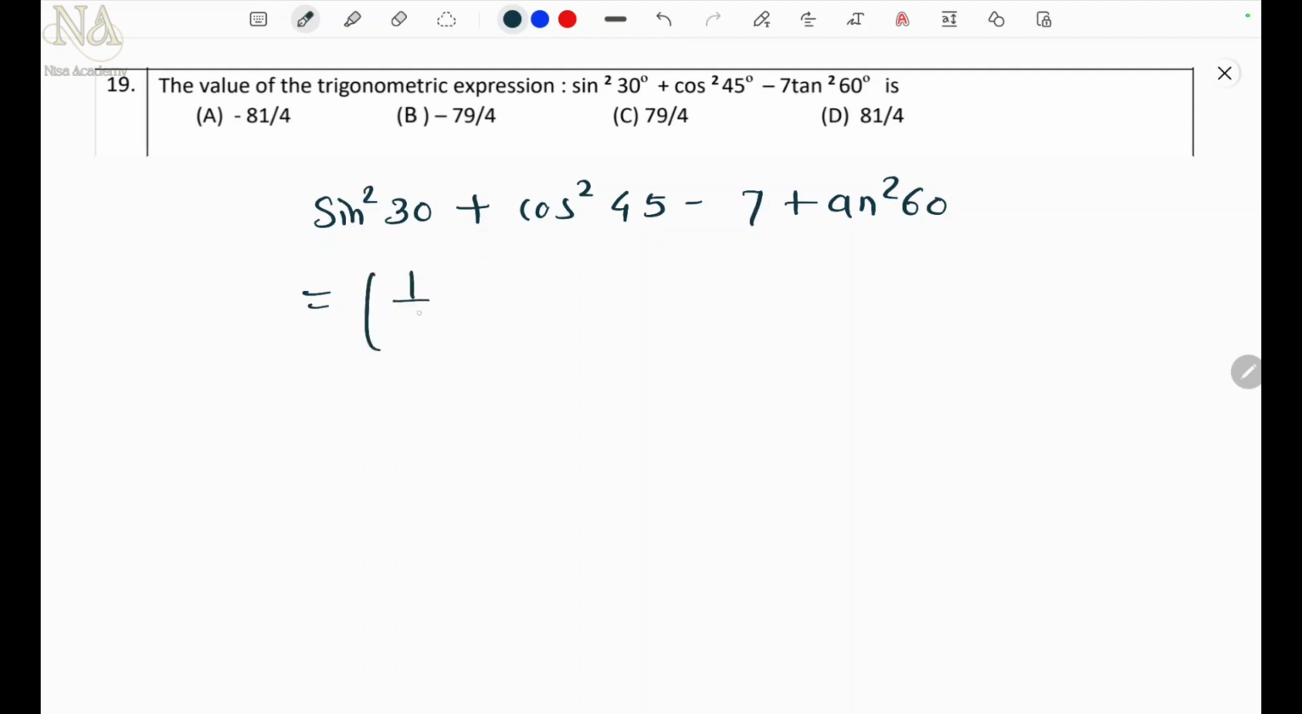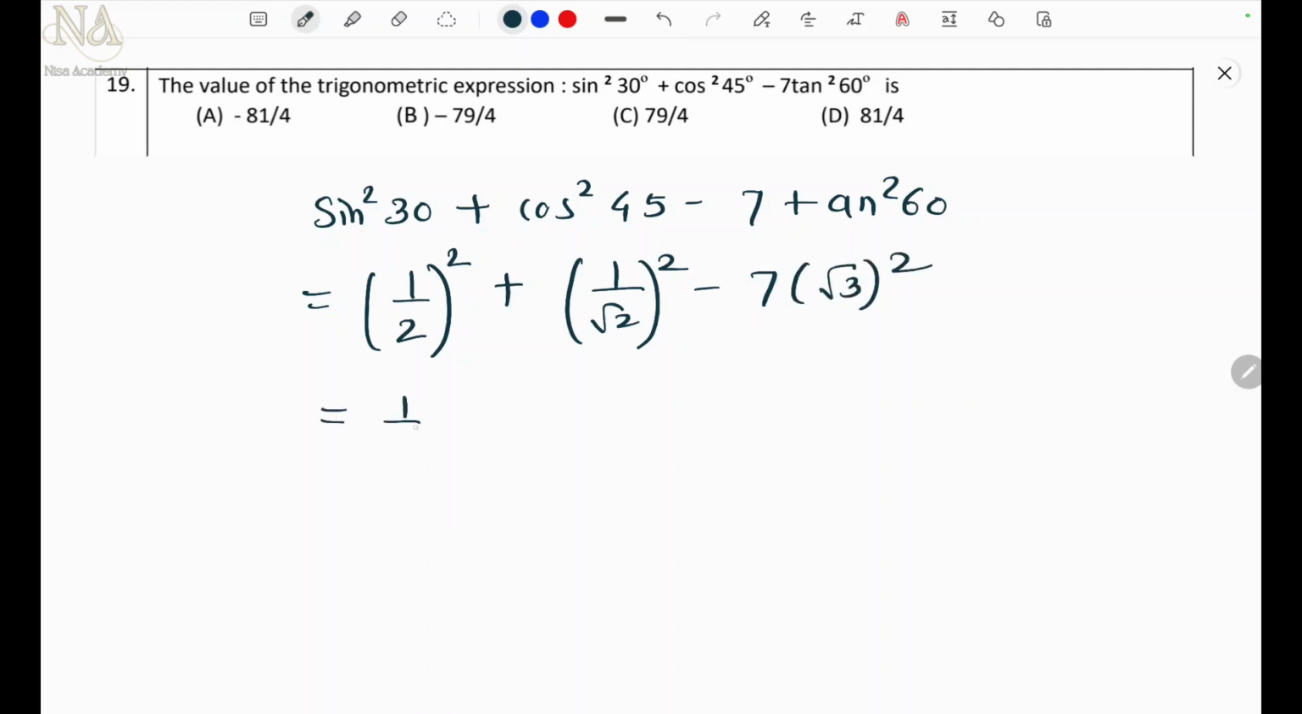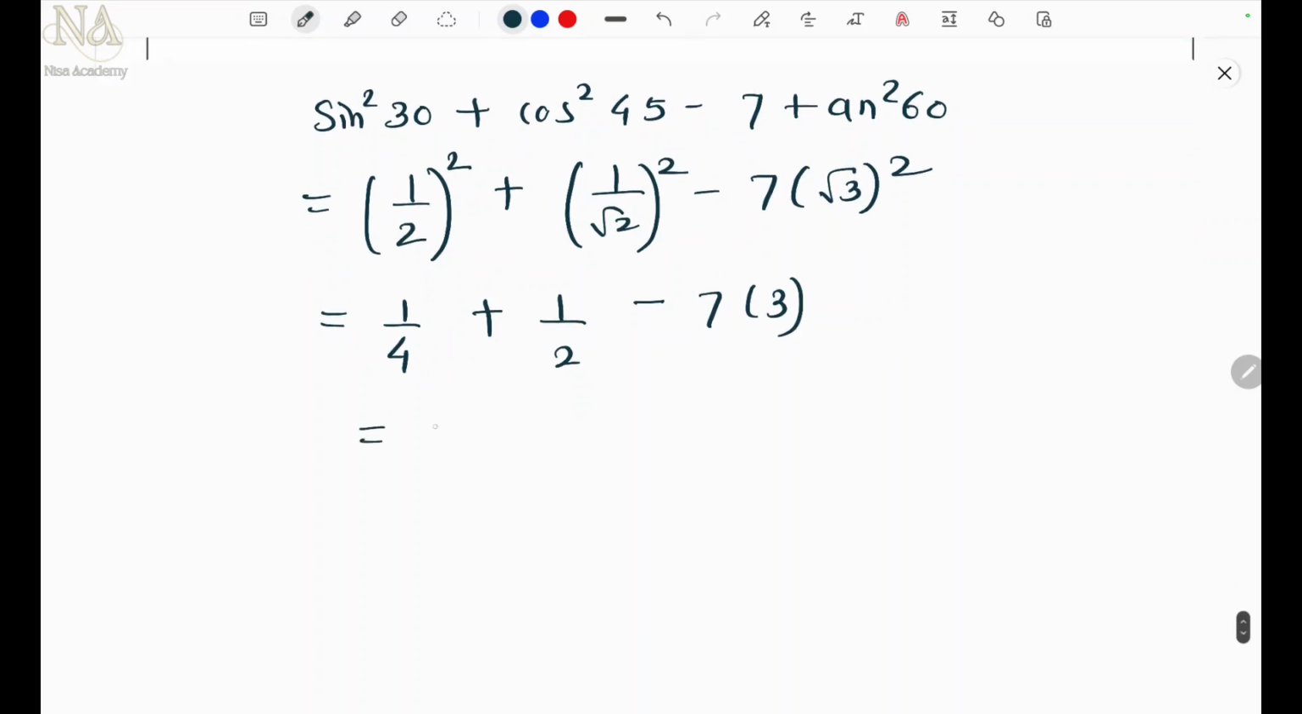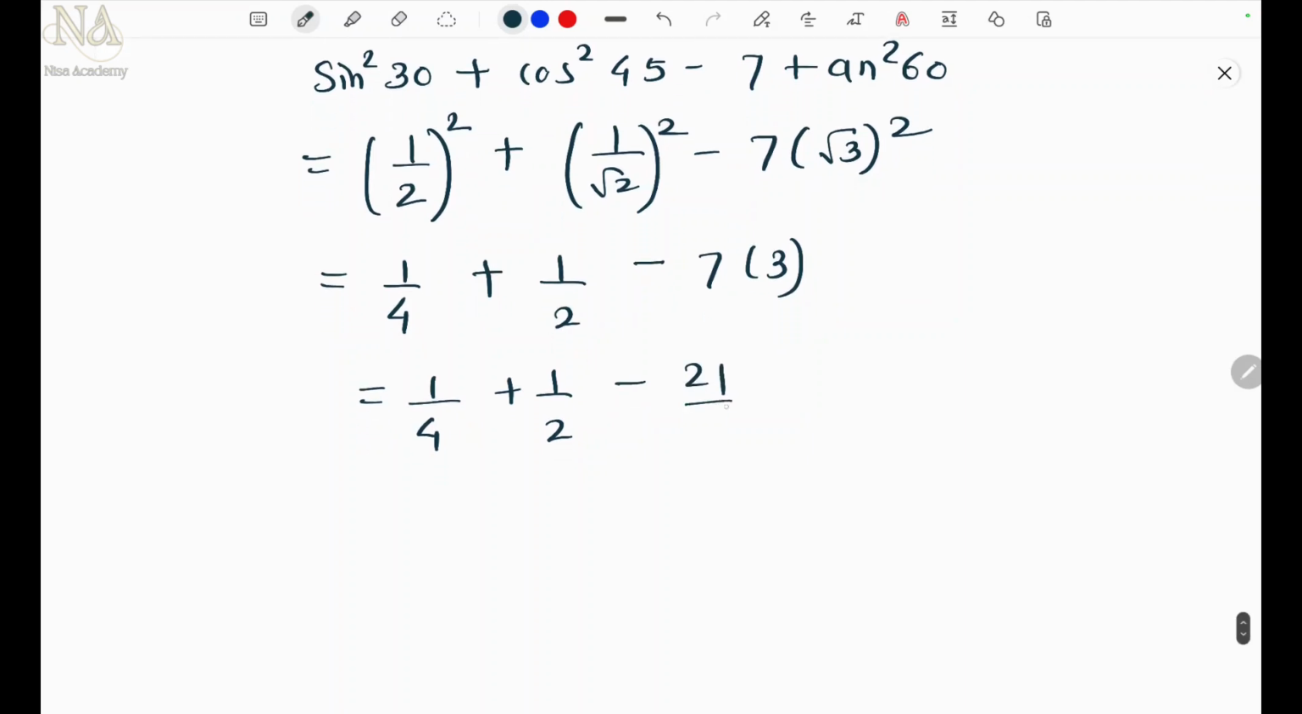Okay, so sin square 30 is 1 by 2 square. Cos square 45 is 1 upon root 2 square, and tan square 60 we know it is root 3, square. So this is 1 upon 4, this is 1 upon 2, minus 7 into root 3 square is 3. So which is 1 upon 4 plus 1 upon 2 minus 21.